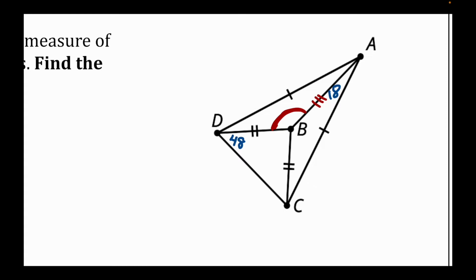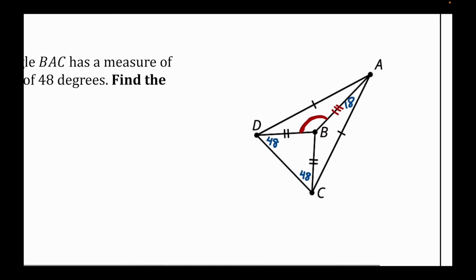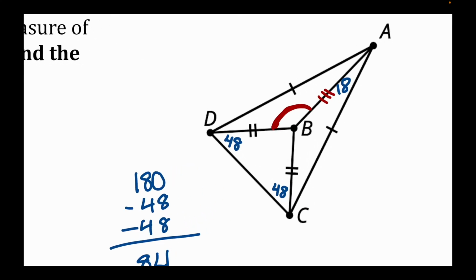So because it's isosceles, we know the base angles are going to be congruent. So these are both 48, which means added up, those are going to be 96. So we can take 180 and subtract the 96, or you can think of this as subtracting 48 and then subtracting 48 again. That is going to leave you with 84. So this angle right here is 84.